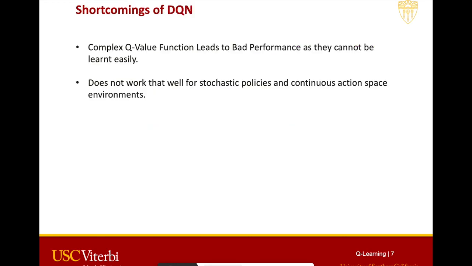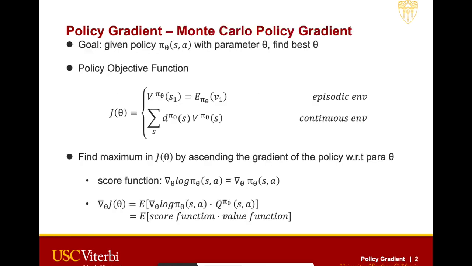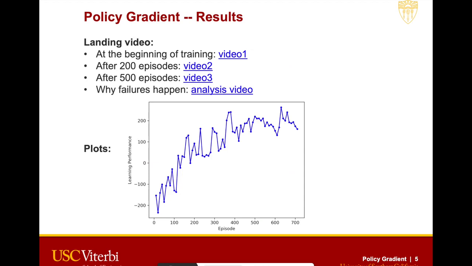Why we need policy gradient is that Q-learning has some inherent shortcomings, and policy gradient has some corresponding advantages. First of all, it has better convergence properties. Second, policy gradient can perform better in high-dimensional and continuous environments. And the third is that policy gradient can learn stochastic policies. Again, I will directly show my results.